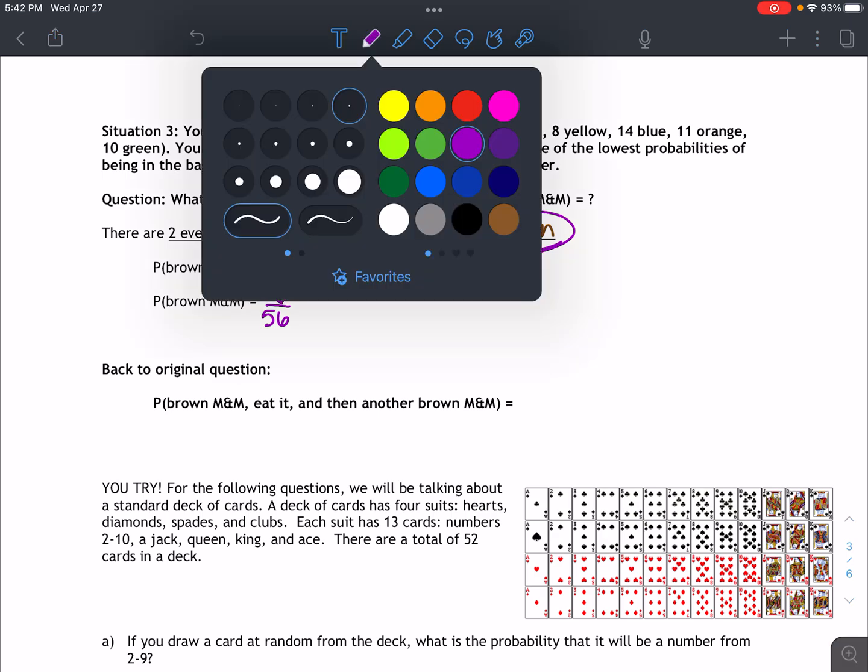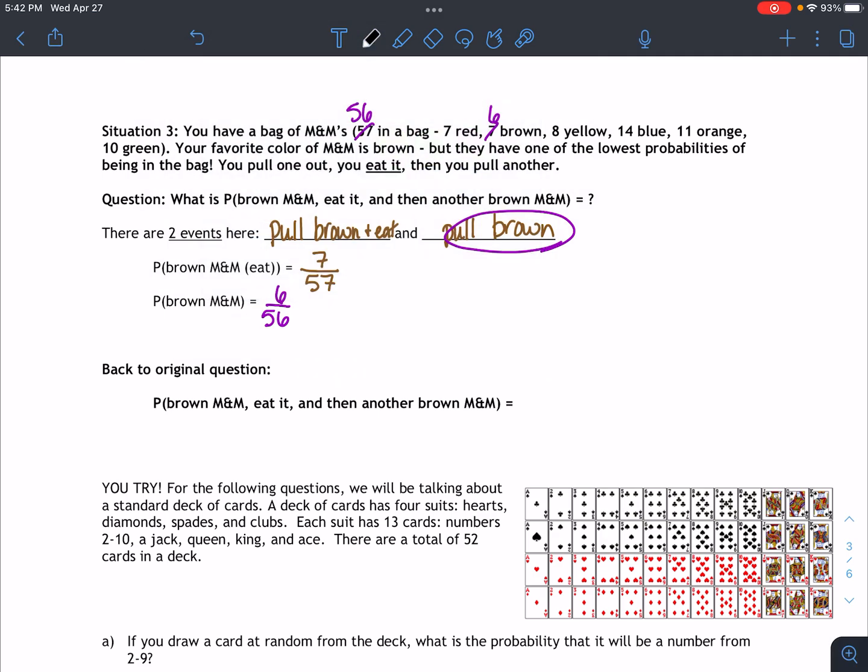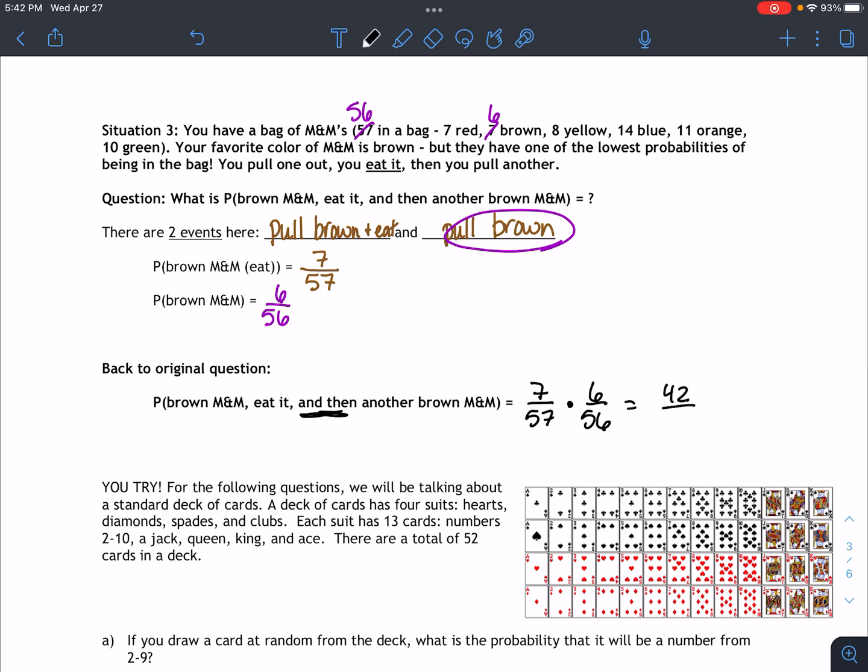So then, like we've seen from that previous set of notes, if we want the "and then," meaning the two events together, we are going to multiply the probabilities. So 7 over 57 times 6 over 56. So multiply across the numerator, and then we're going to figure out what 57 times 56 is, and that turns out to be 3,192. So that's our probability.